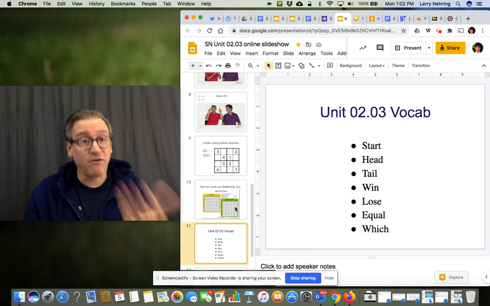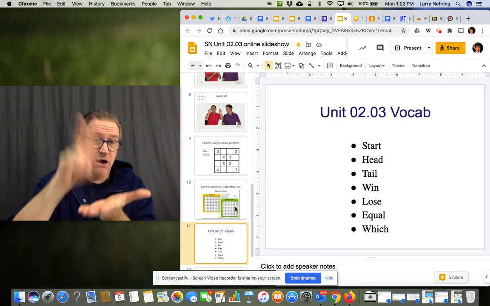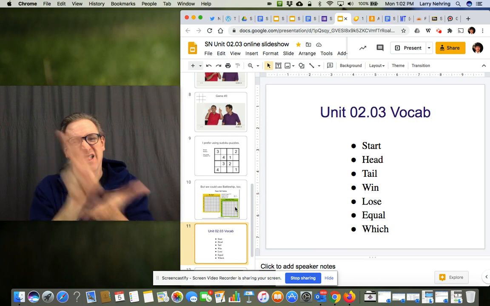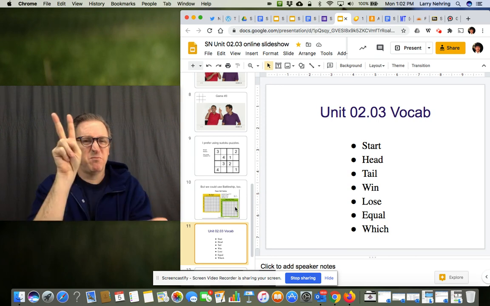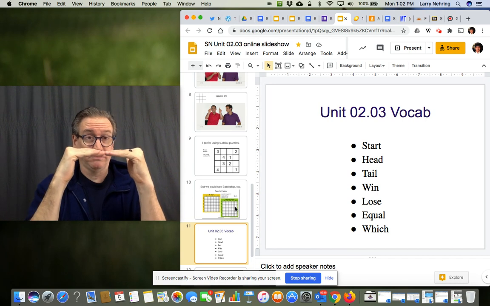Lose is fall on your face. So here's you, fall. And here's the ground, fall on your face. Lost. Equal, fair, equal, both sides equal. Tie.